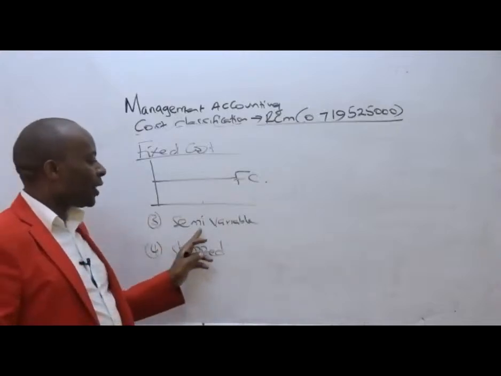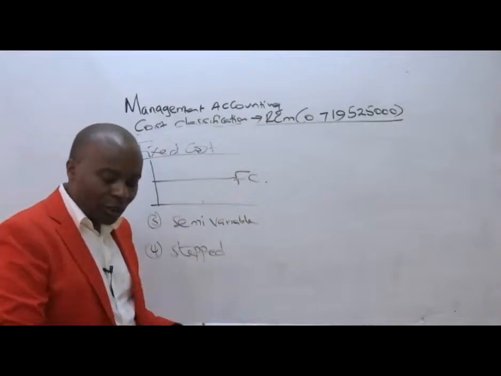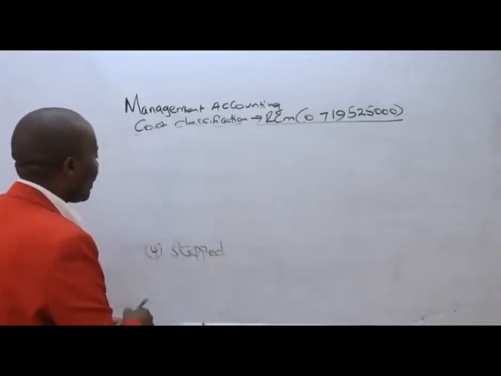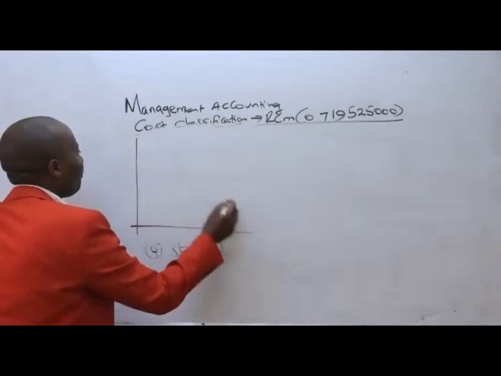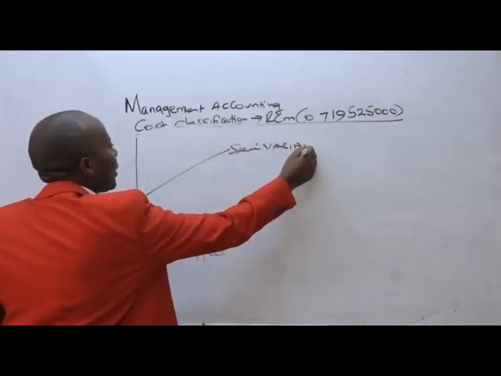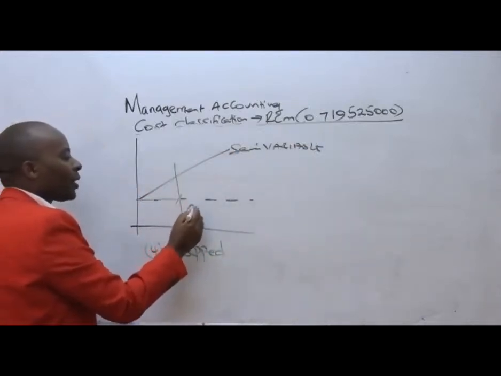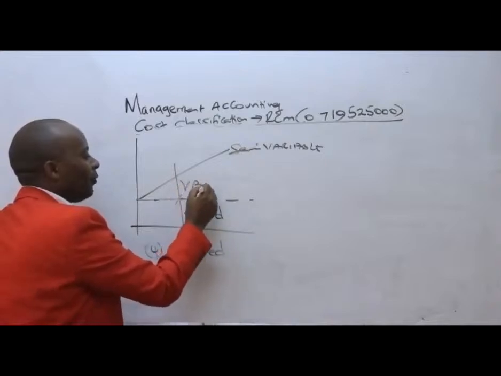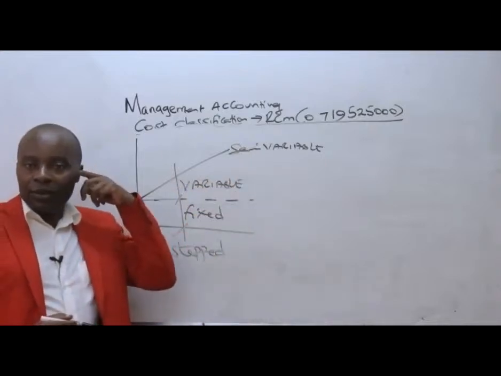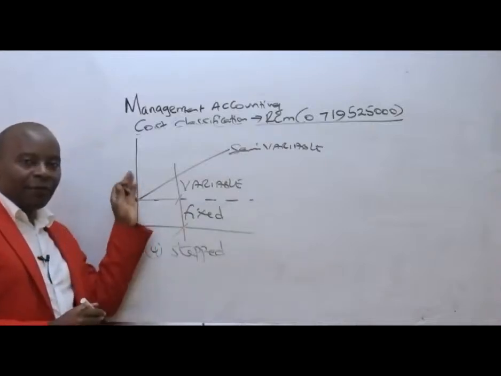Now from there, we have the semi-variable cost. Semi-variable cost, as the name suggests, ladies and gentlemen, this is how the semi-variable cost will behave. So semi-variable costs are those costs that are partly fixed and partly variable. Partly fixed and partly variable. So you can see it is not beginning from zero here. It's beginning from a point up there.